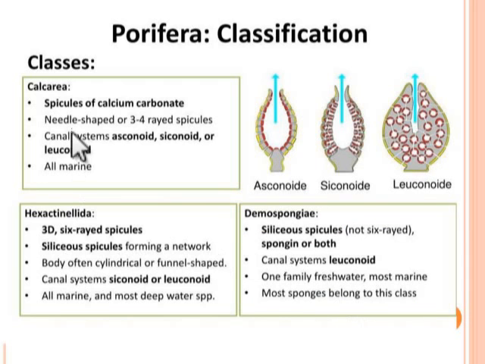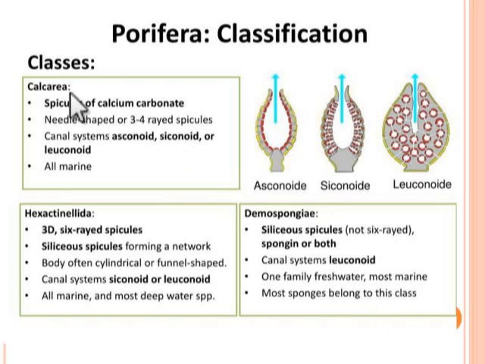And these are needle shaped, and this one is cylindrical or funnel shaped, and the third one is freshwater and mostly marine. Here, what is the thing you have to keep in your mind? There are three classes of Porifera: Calcarea, Hexactinellida and Demospongiae. Demospongiae is the prevalent one. Most sponges belong to Demospongiae.